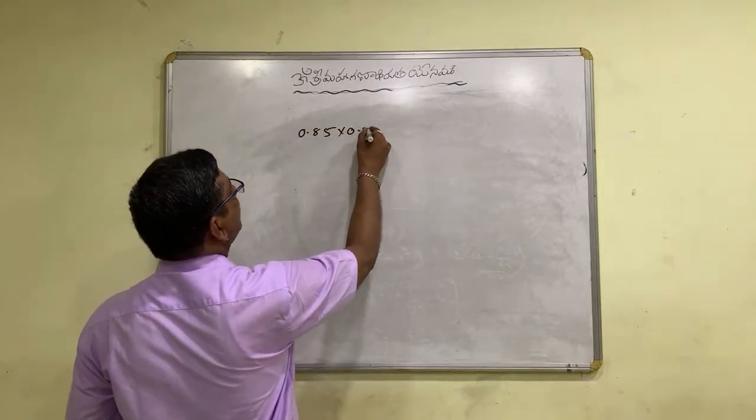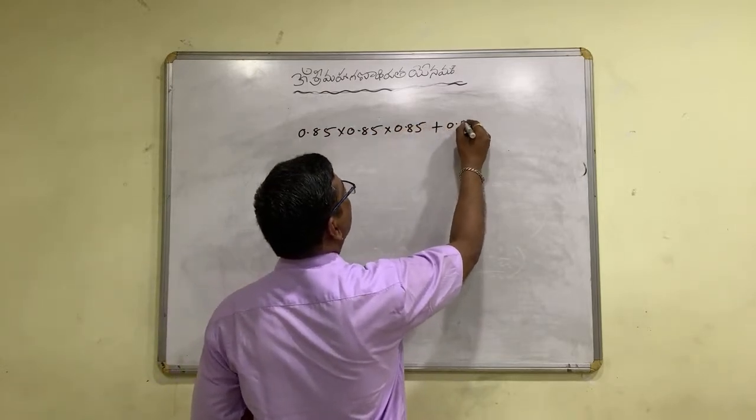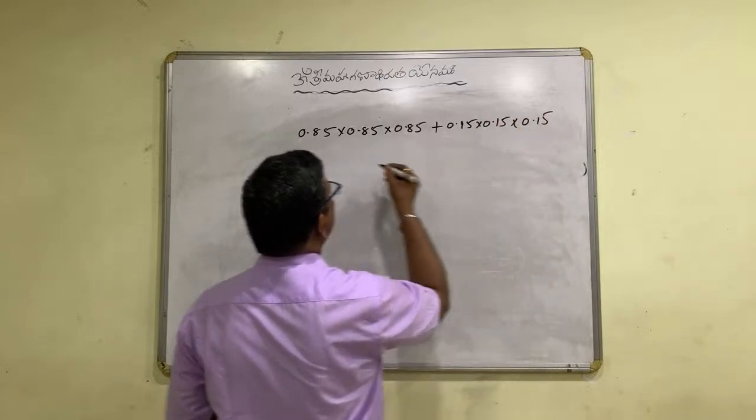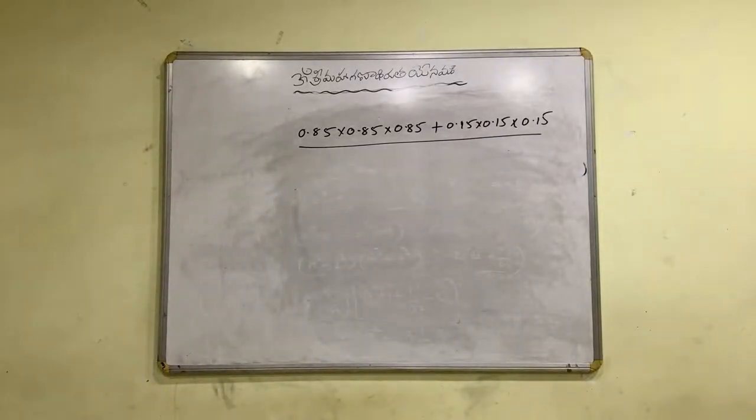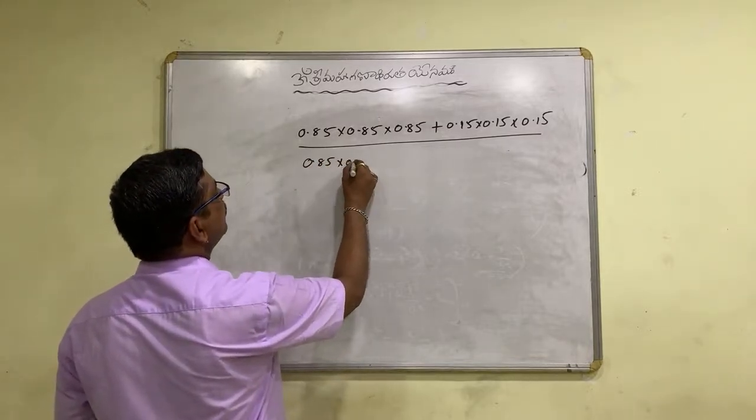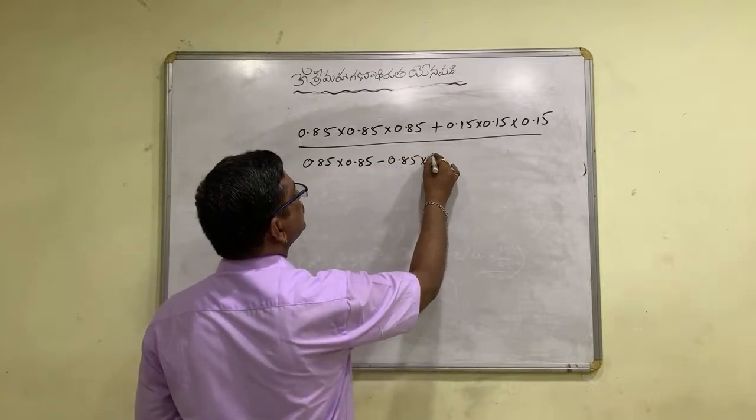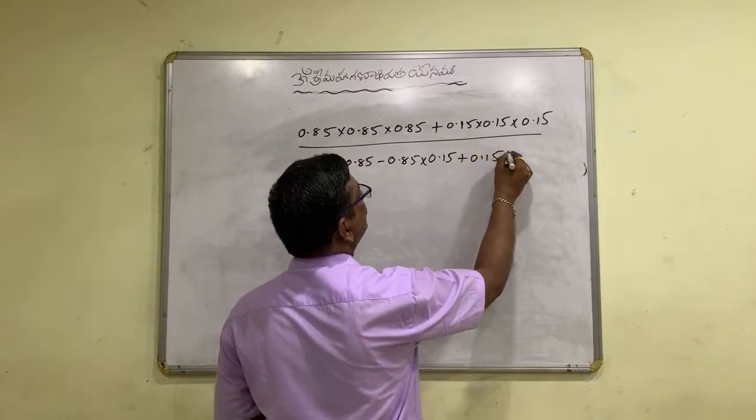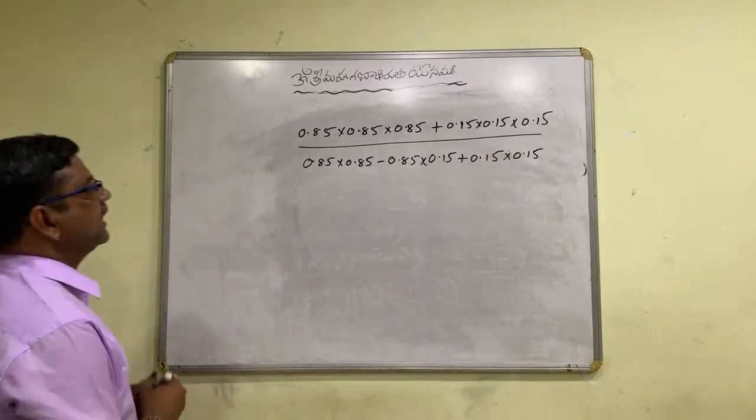0.85 into 0.85 into 0.85 plus 0.15 into 0.15 into 0.15, by 0.85 into 0.85 minus 0.85 into 0.15 plus 0.15 into 0.15. Find the value of.